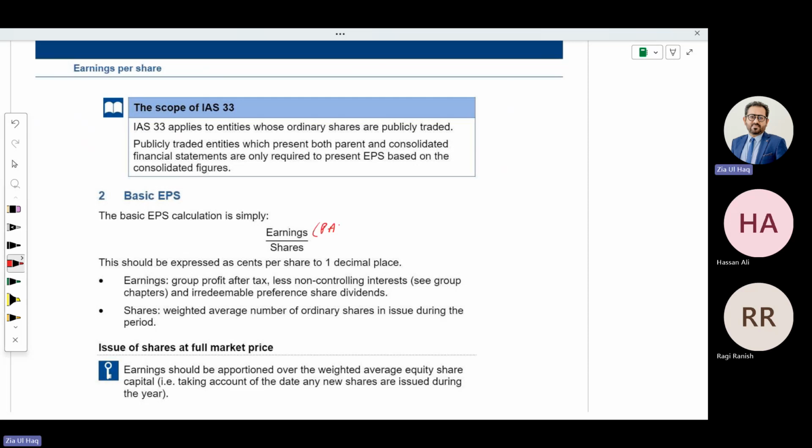Earning means profit after tax less non-controlling interest. What is non-controlling interest? This we will learn in consolidation, group accounts. Share of other investors. If we acquire a company 60%, what is the 40%? Non-controlling interest. So in group accounts, we need to deduct that non-controlling interest, less preference shares dividend. If company has issued any preference shares, their dividend we need to deduct from profit after tax. In simple words, earning means profit after tax.